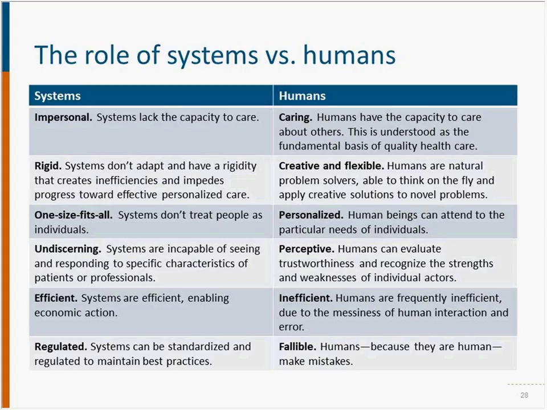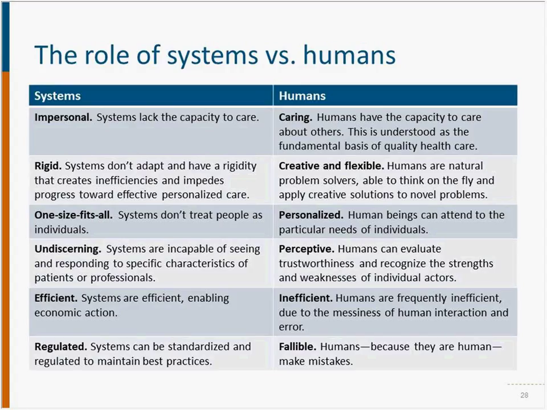This slide just shows a very quick look at the associations that people have with systems and then with their fellow humans. And when either one is all good or all bad, it's probably safe to say humans win out. Humans are seen as caring, they are natural problem solvers who are perceptive, they can tailor their approach to the particular needs of an individual patient. Systems, on the other hand, are seen as rigid. They can be impersonal and undiscerning.